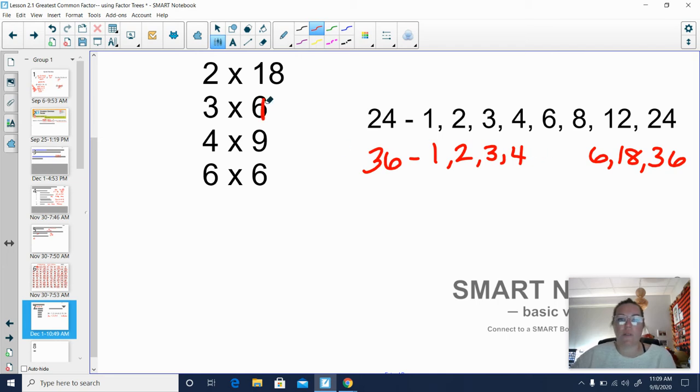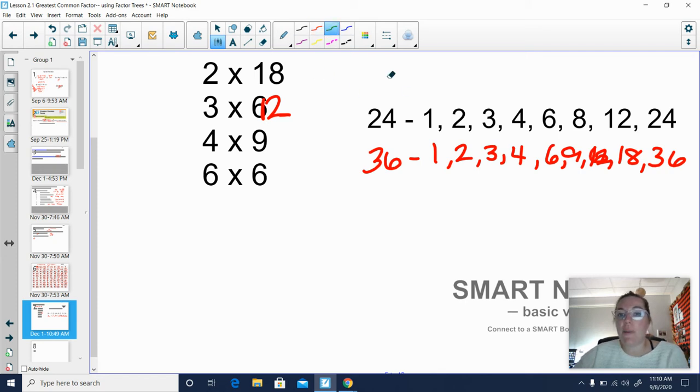Wait, this is wrong. This should be a 12. I'm sorry, that didn't make sense. 4 times 9 and 6 times itself. So when we list them out this way, it's actually really easy to see which ones we have in common, which is what we're doing next.